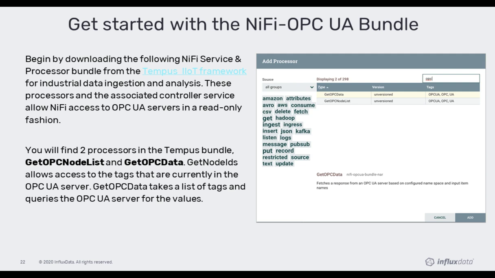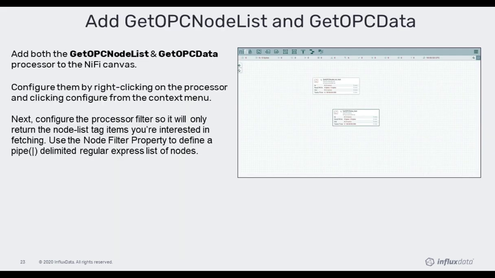And then a second processor for, after gathering that data, then writing that data along. And that's what they call the OPC get data. So now I've selected the data I want. Now it will simply get that data.